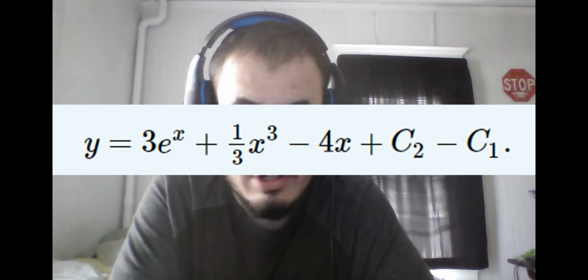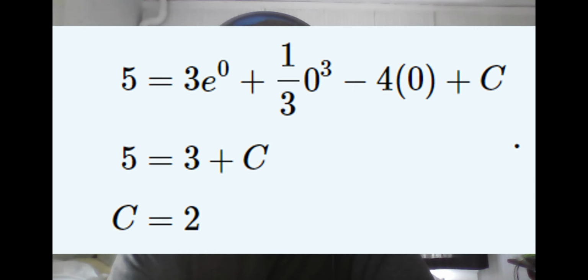And since we are given explicitly that the function of 0 equals 5, we plug in 5 for the y or function value, and we plug in 0 for the x input. So once we do the arithmetic, we get 5 equals 3 plus the single constant, and we should logically conclude that the constant has a value of 2.